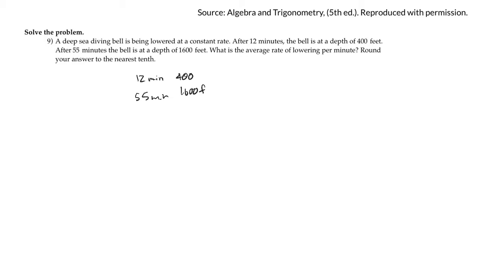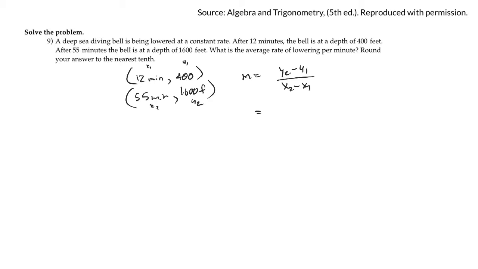So I guess what you could do is you could think of each of these as being a point. And what you're wanting to do is figure out the slope. So this is like x1, y1, x2, y2. So the slope is y2 minus y1 over x2 minus x1.